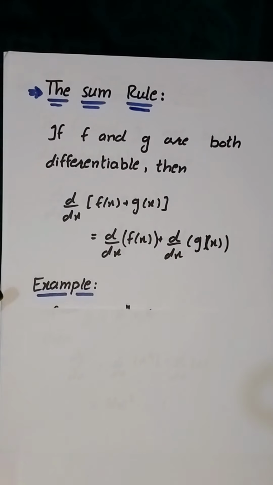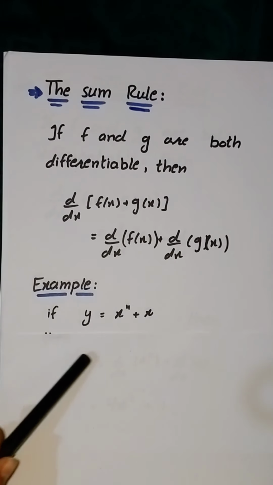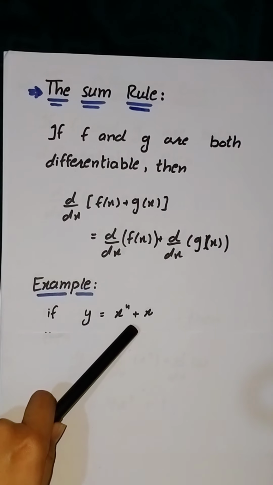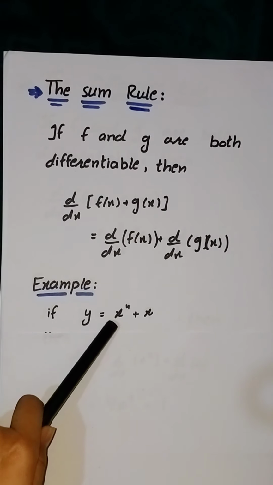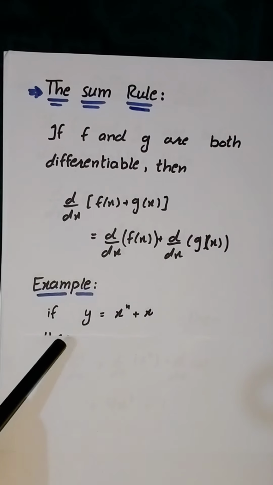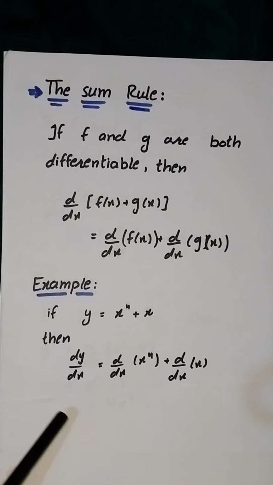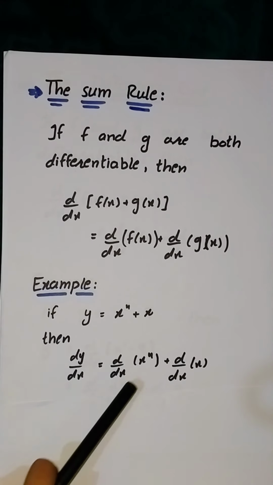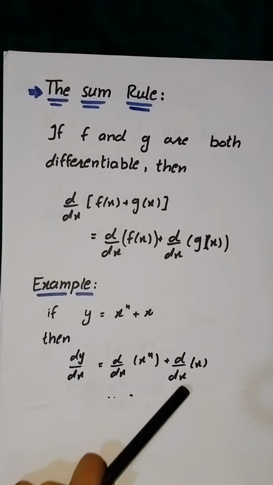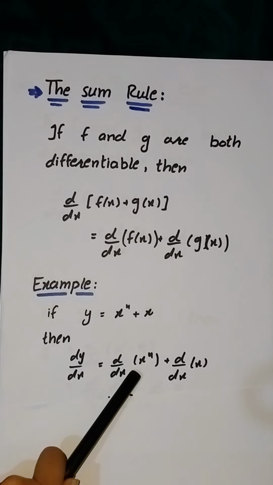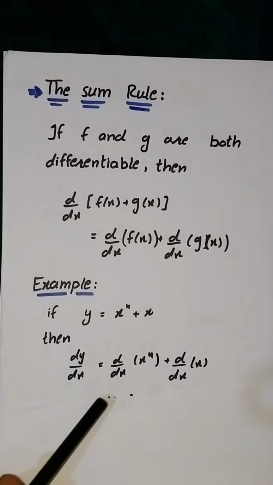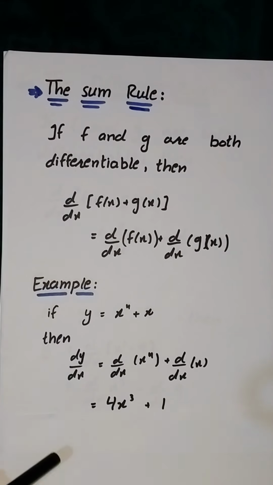Here we have an example. If y is equals to x raised to power 4 plus x, then if x raised to power 4 is f and x is equals to g, then the derivative of this function is equals to the derivative of f function plus the derivative of the g function, where f function is equals to x raised to power 4 and g function is x. Now we can differentiate these two by using the power rule.